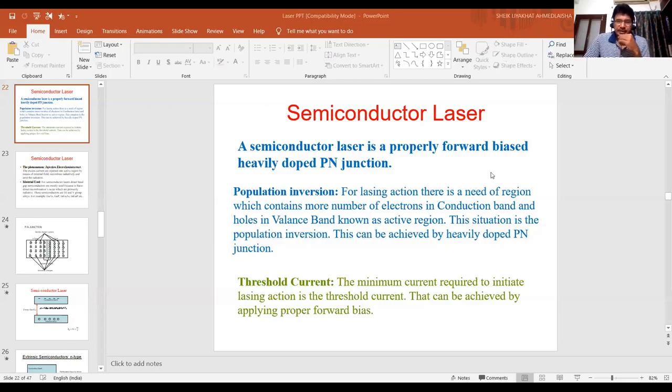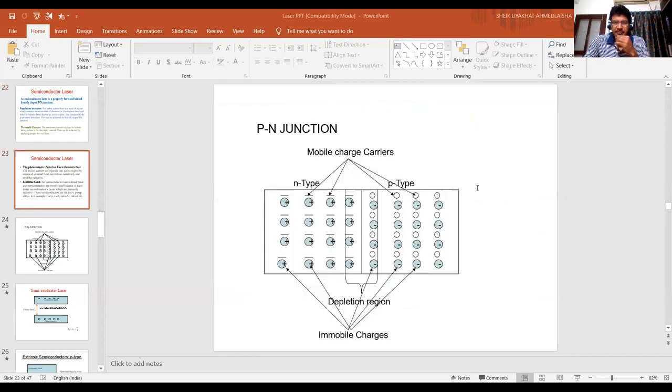Dear students, in the last class, we discussed the construction and working of the carbon dioxide laser. In today's lecture, we are going to discuss semiconductor laser construction and working. Before going to construction and working, let us have a look at the phenomena involved in the emission of radiation in the case of a semiconductor laser.